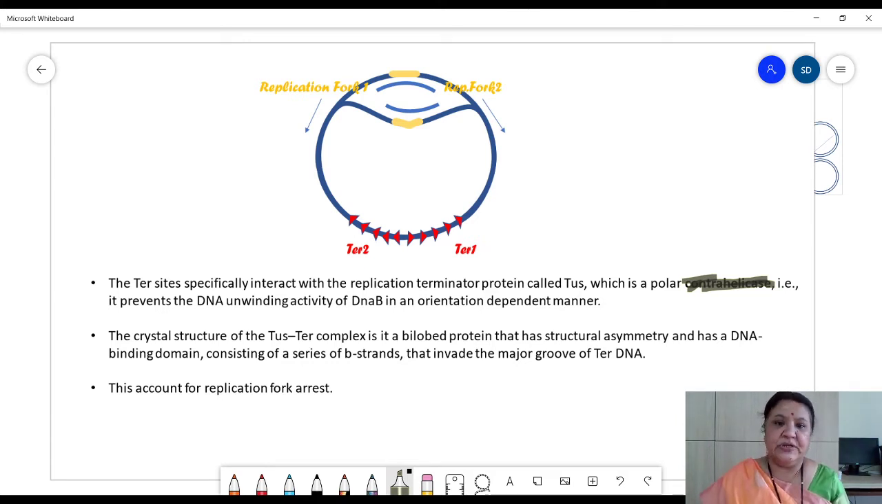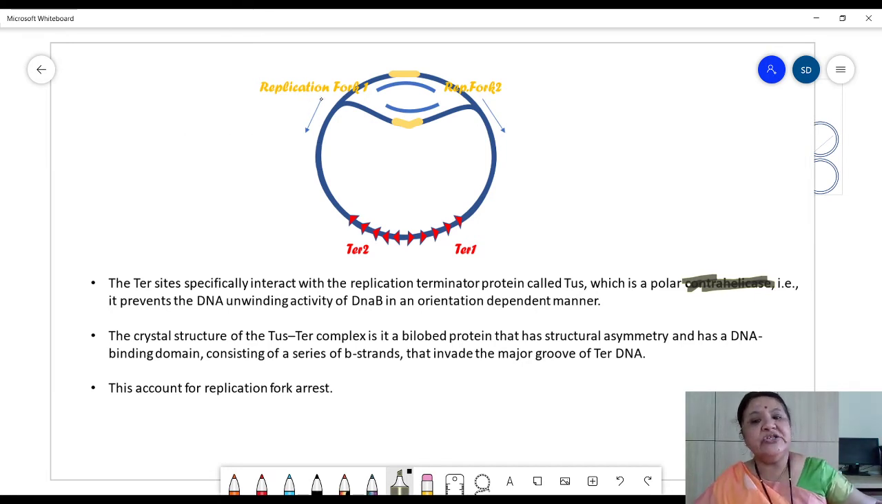So these Tus proteins bind to the termination region or Ter site, and they bind to this Ter site by actually invading the major groove of the Ter DNA. When they invade this Ter site, it stops any further movement of the replication fork, and thus the replication fork is arrested there.